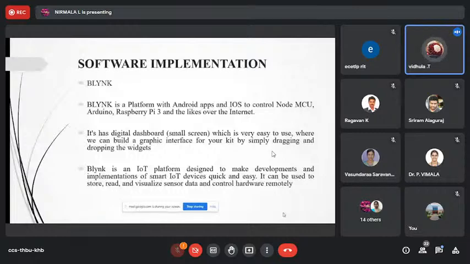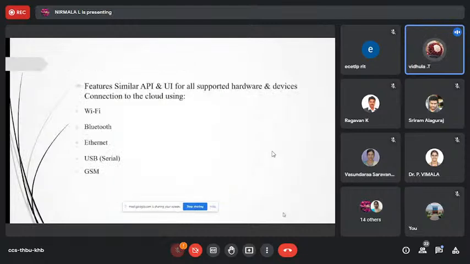Next one is features: Wi-Fi, Bluetooth, Ethernet, USB, and GSM. And next one is connection type: Ethernet, Wi-Fi, Bluetooth, cellular, and serial. And Blynk ecosystem: Intent IoT solutions, SparkFun Electronics, Arduino, Texas, and last one is Particle. And next one is experimental setup.